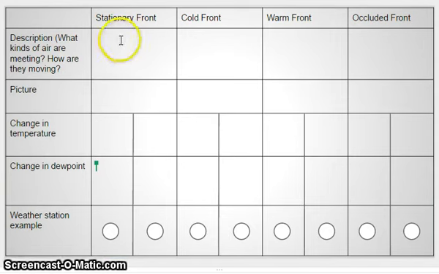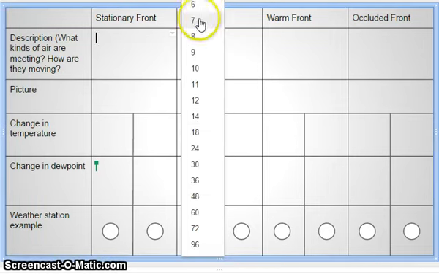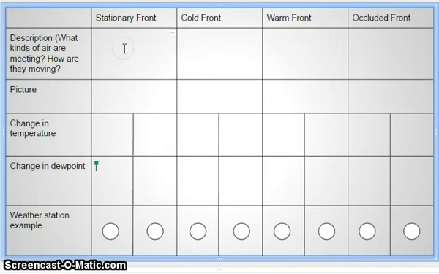So let's get that description into our organizer. So a stationary front is when cold air, let's make this a little bigger.